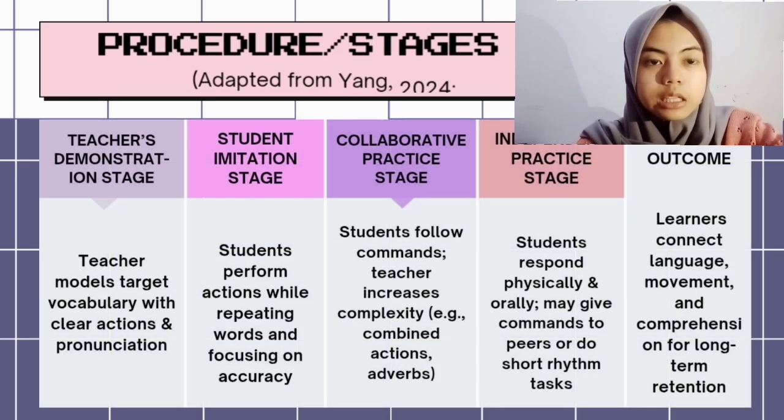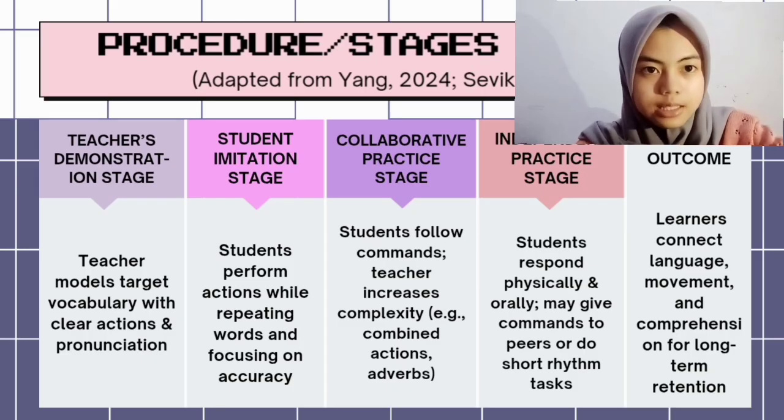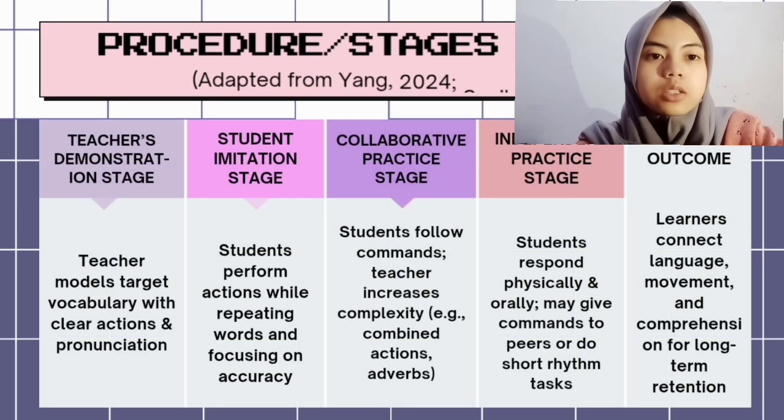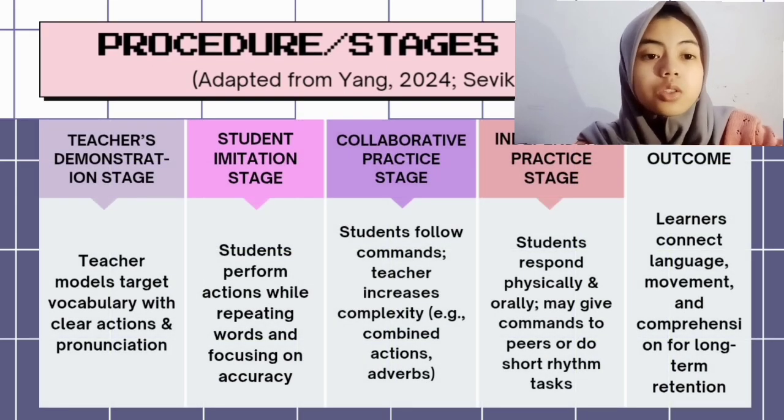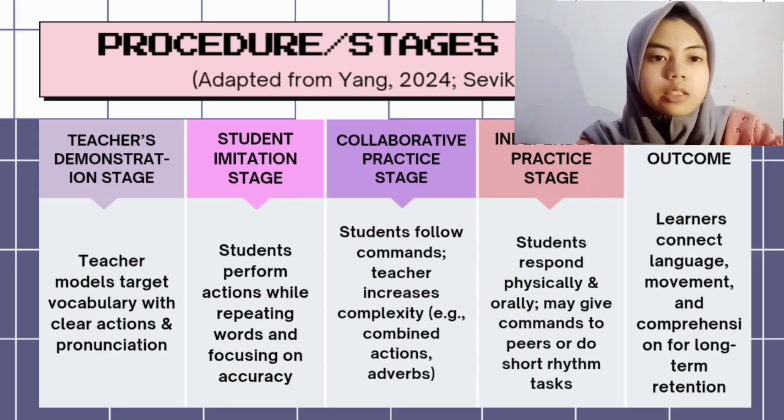The first stage is the teacher's demonstration stage. Here, the teacher models the target vocabulary with clear actions and correct pronunciation, showing what each word means. The second stage is the student imitation stage. Students perform the same actions while repeating the words, focusing on accuracy and pronunciation.